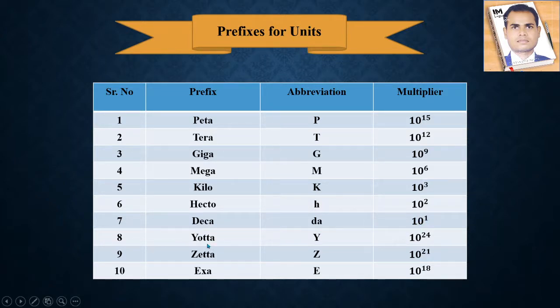Next is deca, abbreviation small da, and the multiplier is 10 raised to 1. The next is yota, abbreviation capital Y, and the multiplier is 10 raised to 24. The next is zeta, abbreviation capital Z, multiplier 10 raised to 21. The last one in this table is exa, abbreviation capital E, and the multiplier is 10 raised to 18. In this way we have to remember the prefixes for the units and their multipliers for the calculations in analytical chemistry.